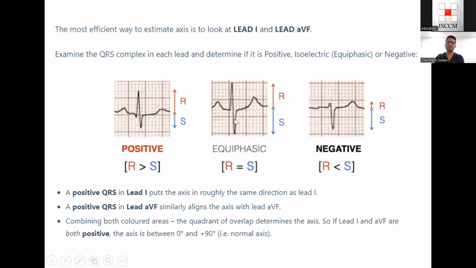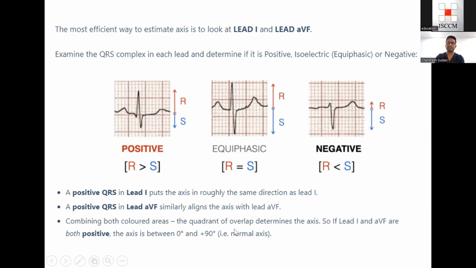If in some ECG the QRS complex is almost equal on both sides, then we call this equiphasic. While in a few ECGs, you will see that the majority of the QRS complex is in the negative deflection, so this should be considered negative. A positive QRS in lead 1 will put the axis roughly in the same direction as lead 1, while a positive QRS in lead aVF will generally go toward lead aVF. If you combine both colored areas, the quadrant of the overlap determines the axis.